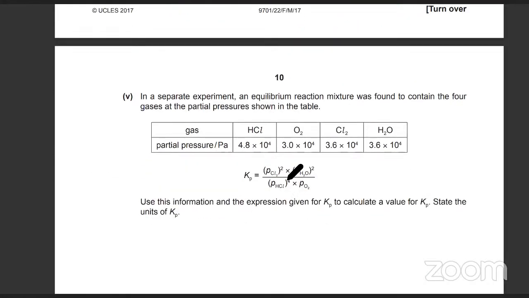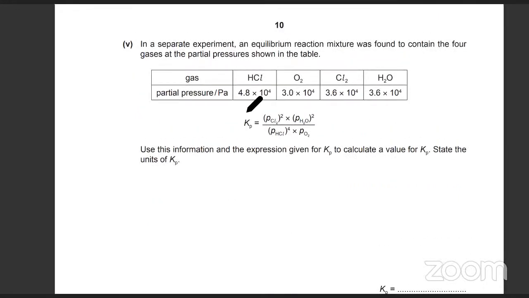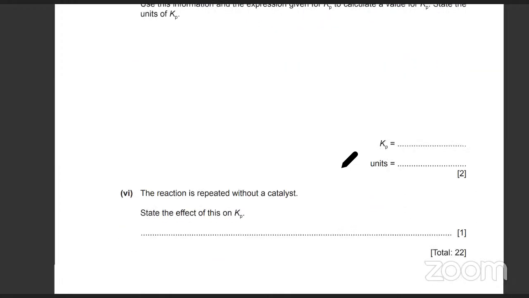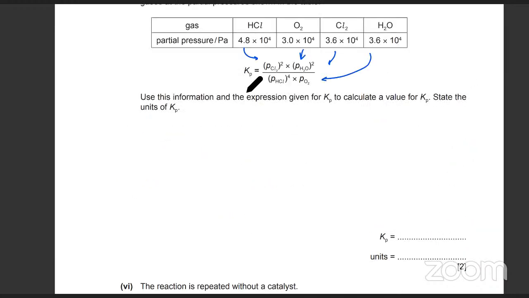After that, he gave us the partial pressure, so all you have to do is plug in the values, and he even made it easier. All you have to be careful about is your calculator. Make sure you use your calculator properly. So that's an easy one. You just plug in the values and you'll get the answer. The reaction is repeated without a catalyst. State the effect on the value of Kp. This part I'm just ignoring. You can do it on your own.